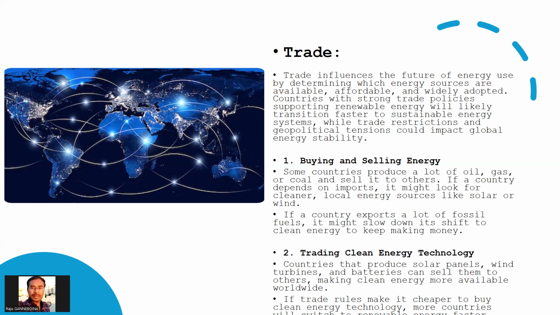And the second one is trading clean energy technology. Countries that produce solar panels, wind turbines, and batteries can sell them to others, making clean energy more available worldwide. If trade rules make it cheaper to buy clean energy technology, more countries will switch to renewable energy.